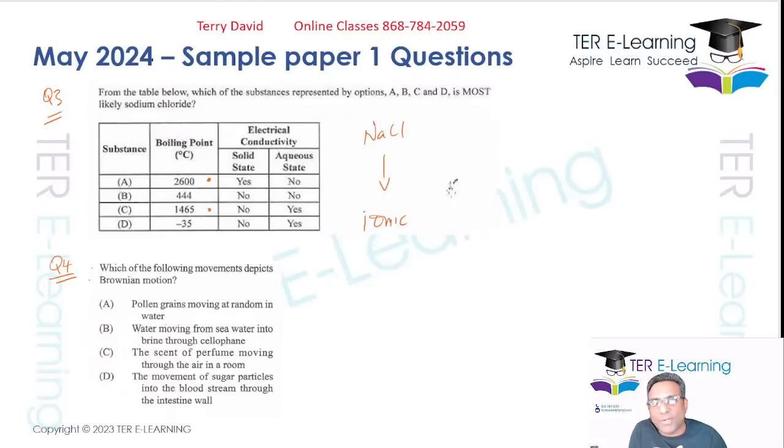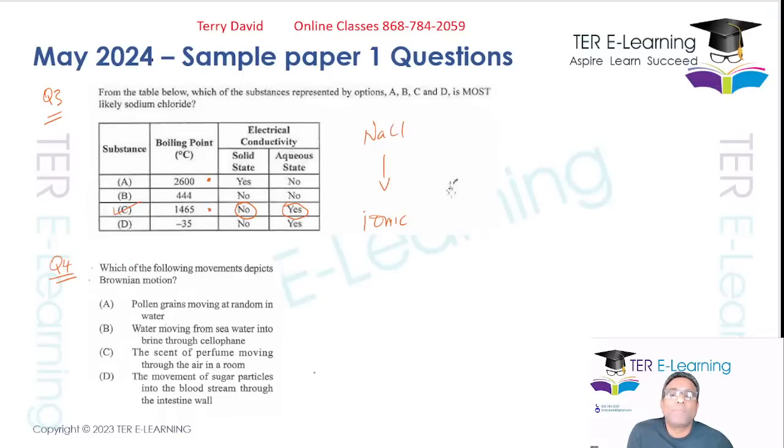Now, in terms of electrical conductivity, in the solid state, an ionic compound does not conduct electricity. So this is looking hopeful here. In an aqueous state, if I take sodium chloride and dissolve it in water, it is going to be a conductor. So yes, the answer is going to be yes for this. Therefore, C makes the most sense to me here.